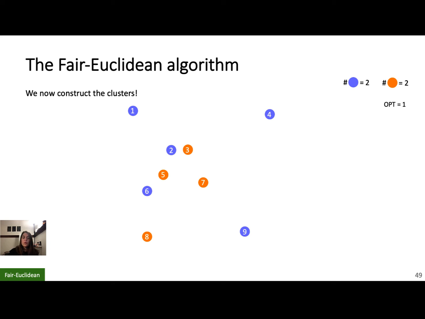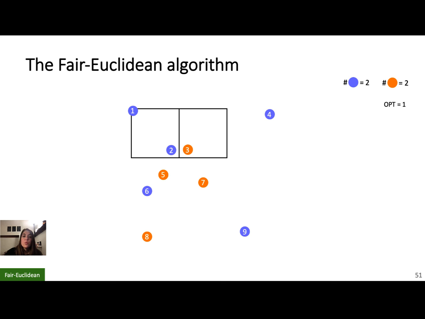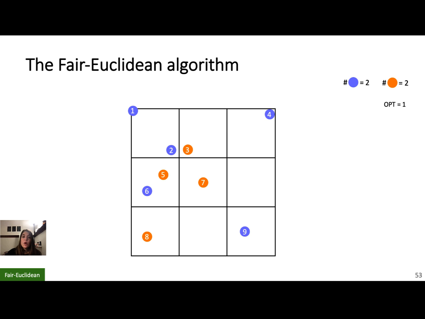To do so, we pick a random point, say point 1 in this example, and we now construct a cube of length W using point 1 as a corner. W is a parameter chosen so as to be able to come up with the approximation guarantees for the fair Euclidean algorithm. We proceed with constructing more cubes as shown here, until all the points belong to some cube.